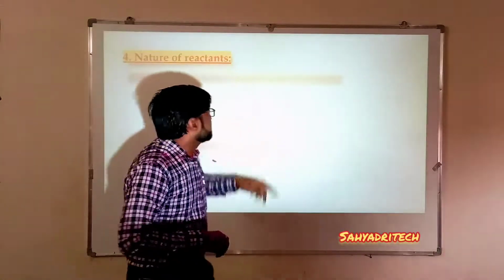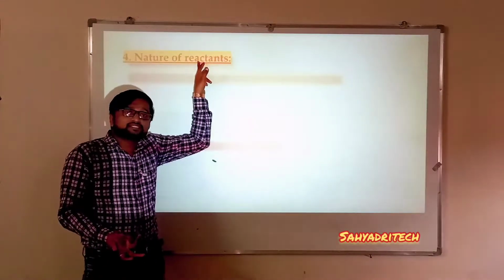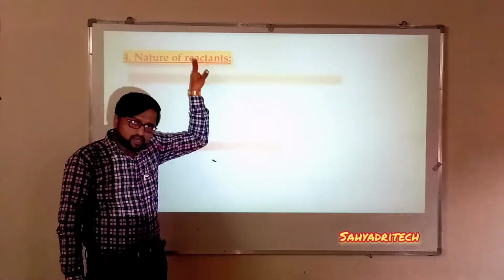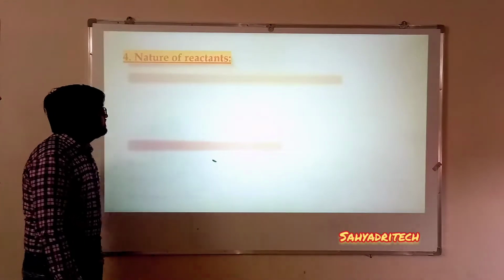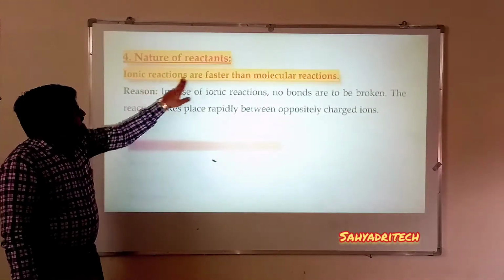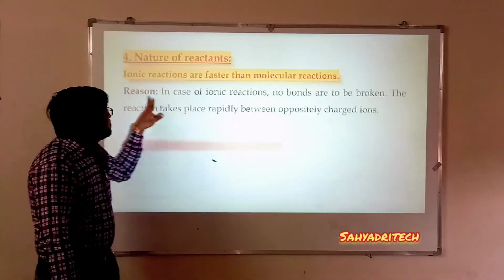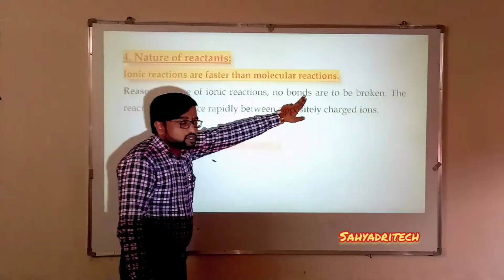So we can say here that the nature of reactants is going to influence the rate of a reaction. If they are ionic species, the rate of reaction is more. If they are molecular species, the rate of reaction will be less. So I can say now, ionic reactions are faster than molecular reactions. Well, what is the reason here? In the case of ionic reactions, no bonds are to be broken.